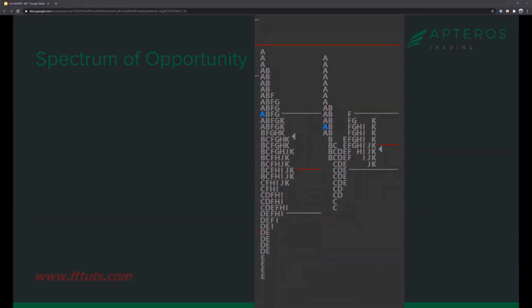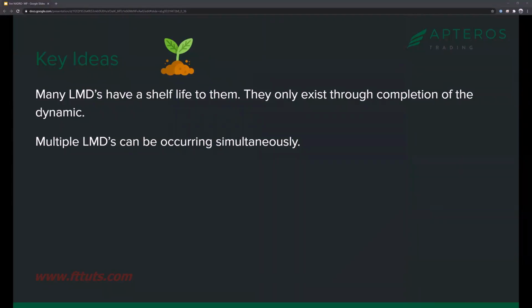Huge, huge, huge concept there that we're going to take way more from than just that once you traverse a balance area, there's less opportunity. That's just a basic example to get you understanding it. It's going to be the same in so many different ways. Many laws of market dynamics have a shelf life to them. They only exist through completion of that dynamic. And multiple laws of market dynamics can be occurring simultaneously. It's not just one at a time.